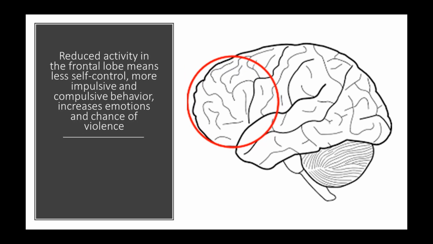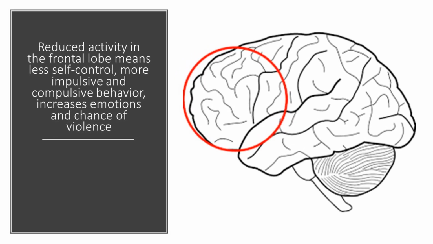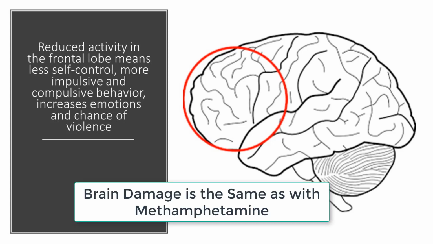The effects of cocaine are pretty much exactly like we talked about with methamphetamine. We see a reduced activity in the frontal lobe, so people have less self-control, they're more impulsive initially, and then also more compulsive, which is just doing the same thing over and over without knowing why. They're more emotional, and they have a much higher chance of violent behavior. So brain damage is pretty much the same as it is with methamphetamine, with cocaine.